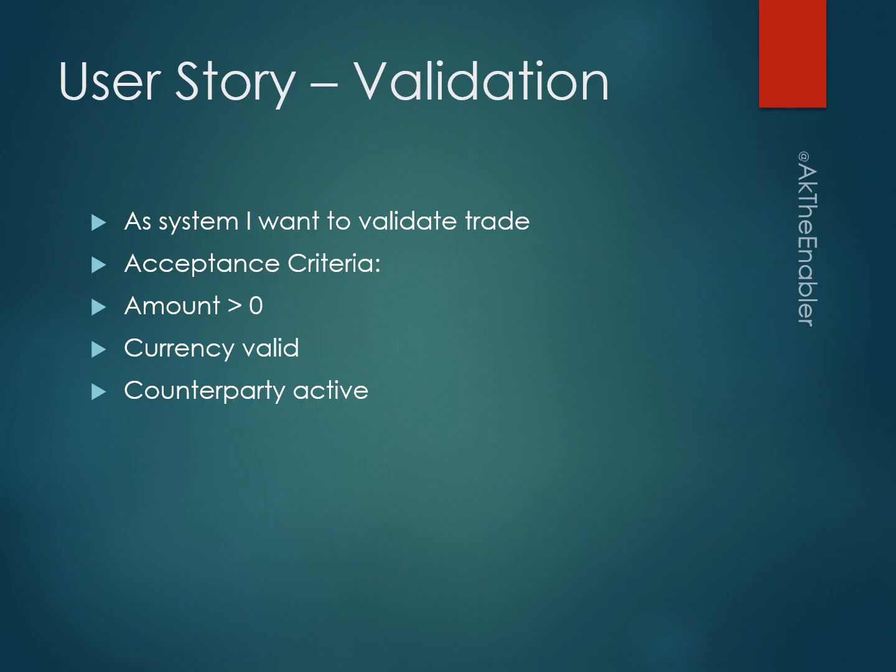We can write the acceptance criteria here. Amount should be greater than zero. If you are buying or selling anything, it should not be a zero amount. A valid currency should be there. There will be static or reference data in the system, so if I am entering USD, INR, that currency should be in our system. Counterparty active, so I should have my active accounts and details. These come under the validations.